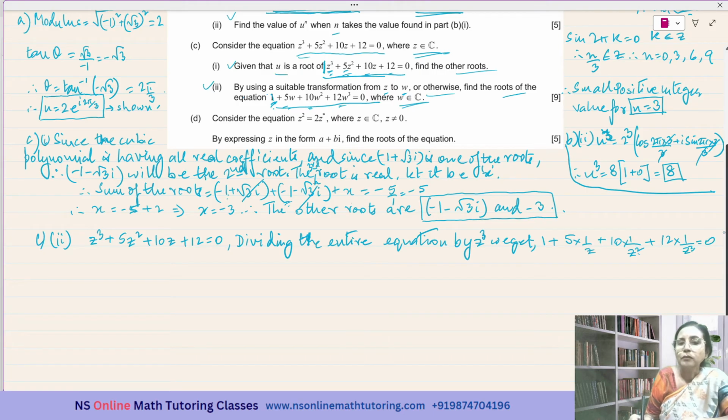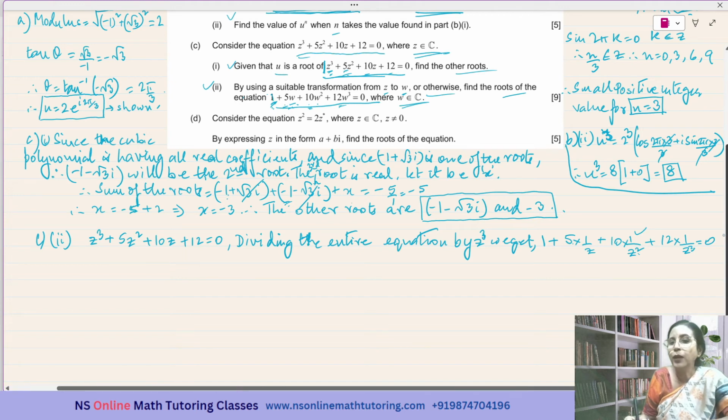Okay. So now we see we are having this 1, this is 1, and then it is 5w, we are having 5 times 1 over z. Then it is 10w square. If we take w as 1 over z, then w square will be 1 over z whole square, and we are having 1 over z square. And w cube will be 1 over z cube, so we are having this 1 over z cube. Okay.